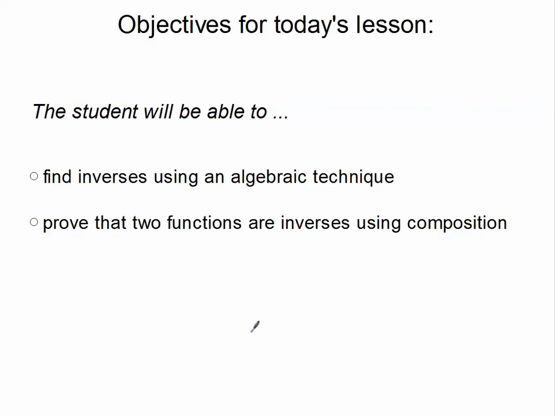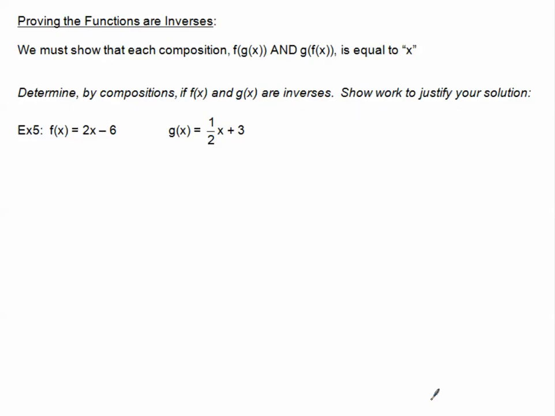In our second tutorial, we will be able to prove that two functions are inverses using composition. So let's flip over our notes to this section, and we're going to learn how to prove that functions are inverses. In order to do this, we must show that each composition, meaning f of g of x and g of f of x, both of those compositions must be equal to x.